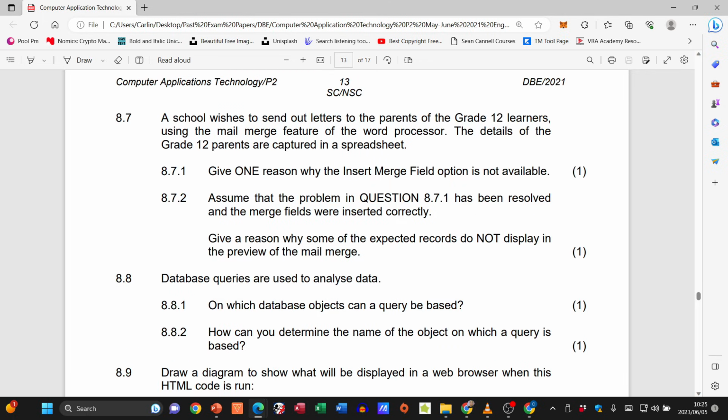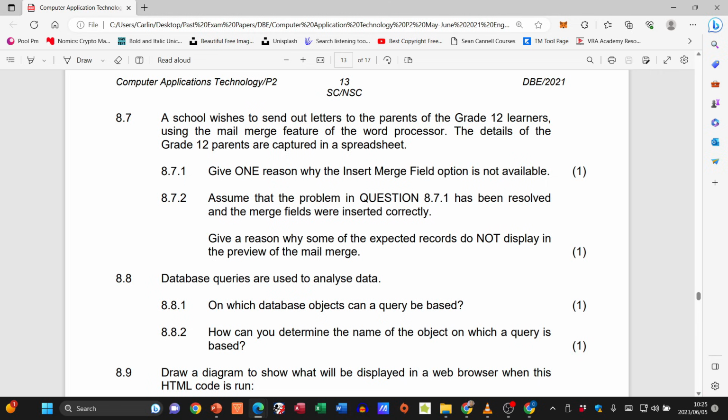A school wishes to send out letters to the parents of grade 12 learners using the mail merge feature of the word processor. The details of the grade 12 parents are captured in a spreadsheet. First question, give one reason why the insert merge field option is not available. Well, maybe the source that they're linking to is not available or it's not correct. An incorrect data source would probably be the easiest option to choose here.